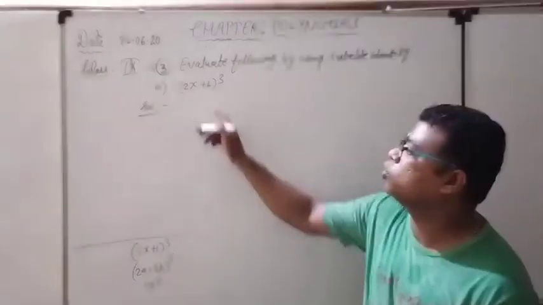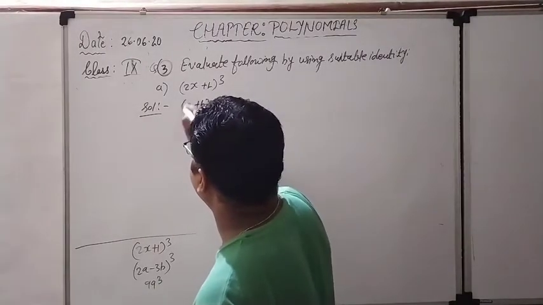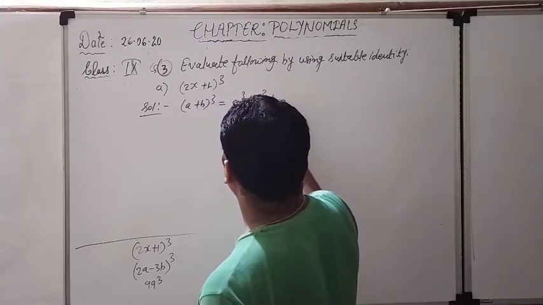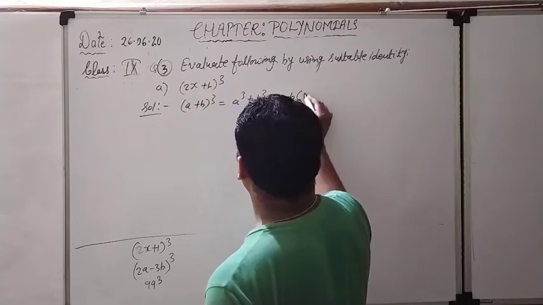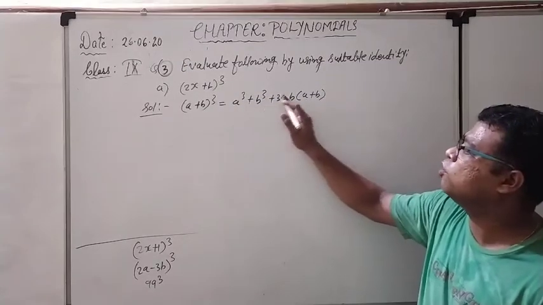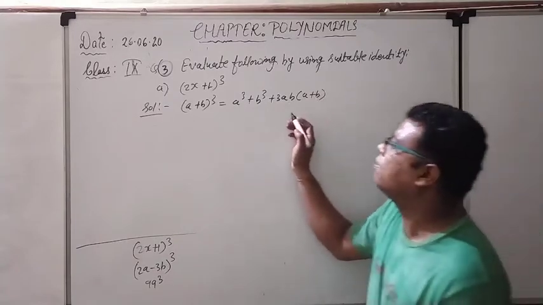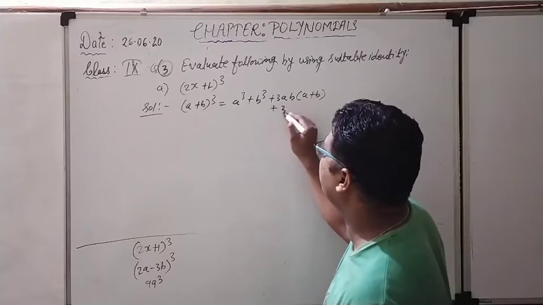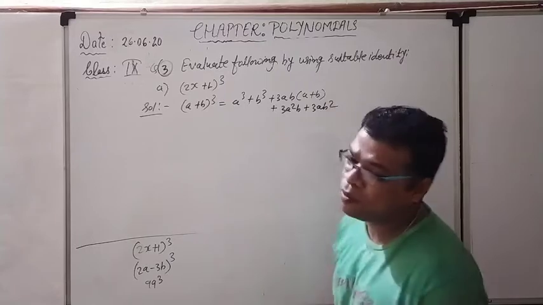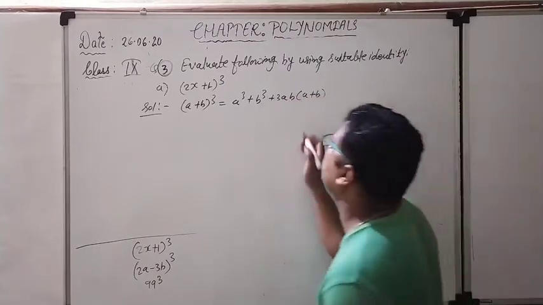See the format of the question, a plus b whole cube. So you have to learn this particular formula, a plus b whole cube. It will give you a cube plus b cube plus 3ab inside the bracket a plus b. Very easy. A cube plus b cube plus 3ab inside the bracket a plus b. Multiplication of this and this. Otherwise you can learn this particular format also. 3a square b plus 3ab square. No problem. Whatever the format, this format either you learn or not, no problem. But here this format will also work.